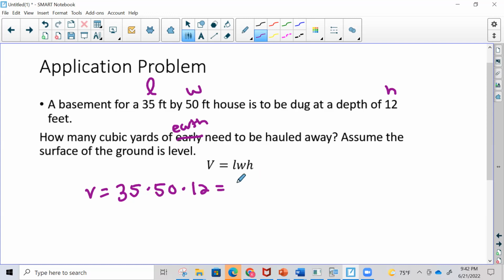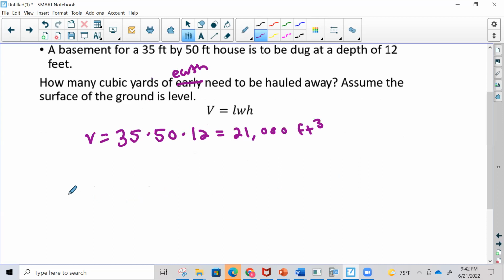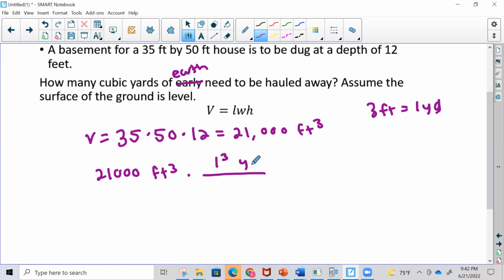And if you do that, you get 21,000, and it's feet times feet times feet. So the units for volume are feet cubed. I'm going to convert that to yards. Again, we know that 3 feet is 1 yard. Okay, so I have 21,000 feet cubed. I'll kind of do this the other way because I did the other ones with multiplying it out. So I would cube everything. So I'd have 1 cubed yard cubed over 3 cubed feet cubed.